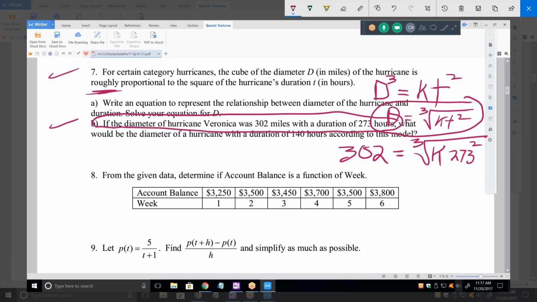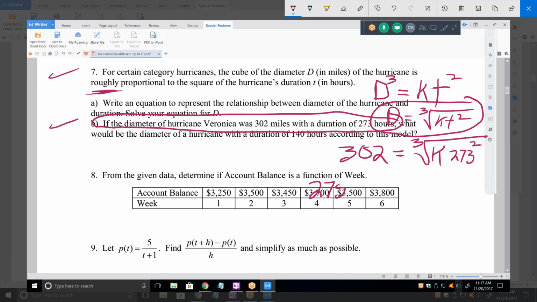Yeah, I got it. The first thing I'm going to do to solve this for k is cube both sides. All right. What's 302 cubed? A really big number. 27543. I'm sorry. Start again.